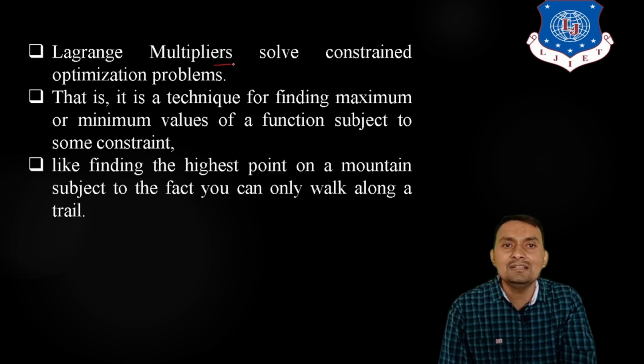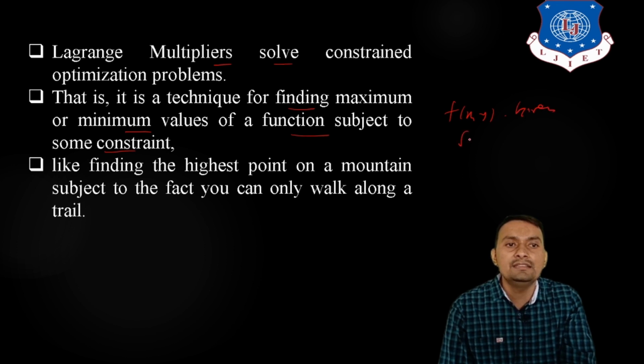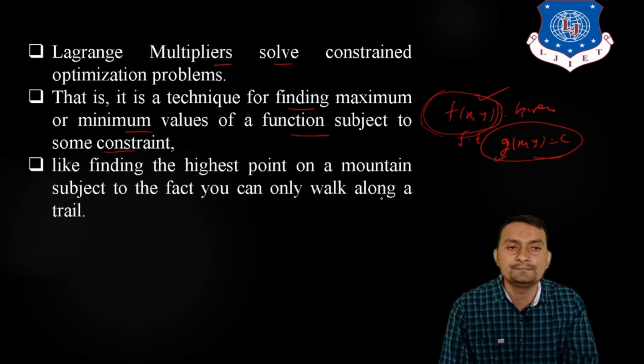So let us understand what I just said. The Lagrange multiplier solves constraint maximization problems. It is a technique to find the maximum or minimum value of a function subject to some constraint. That means f of x, y is given, subject to the condition g of x, y is equal to c, and still you can find the maximum and minimum of this function in the presence of g of x, y equal to c.